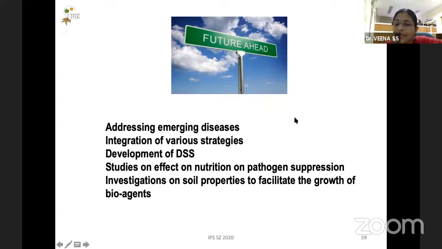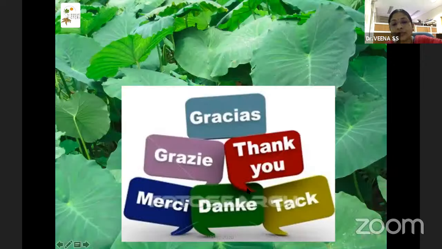We are doing different aspects, so all has to be integrated, along with development of a decision support system for the major fungal diseases of tuber crops, and studies on the effect of nutrition on pathogen suppression. We have not studied much on the role of soil nutrition in pathogen suppression. This point has to be addressed with high priority. And another one, investigate soil properties, so also to establish the bioagents, what soil properties are required. This also has to be studied. Thank you.